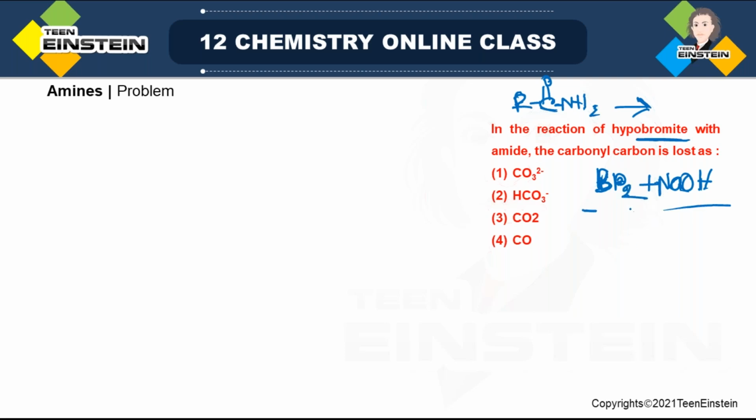Br2, NaOH or KOH. This is actually the source of hypobromite. So any of this, if it is mentioned, it means that it is talking about Hofmann degradation reaction. So in Hofmann degradation reaction, we use this type of reagent, and 1 carbon is lost. Finally, we get RNH2, which is 1 degree amine. So this is Hofmann degradation. Now in this case, the carbonyl carbon which is lost, that is this carbonyl carbon. The question is asking, in this reaction, the carbonyl carbon which is lost, it is lost in which form?